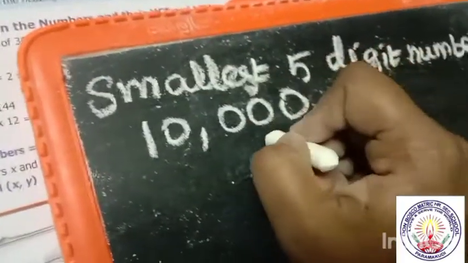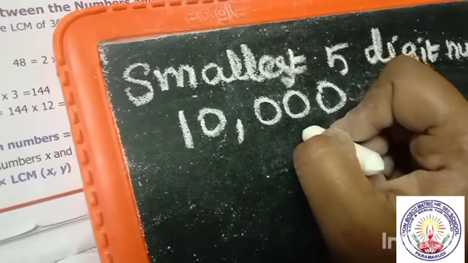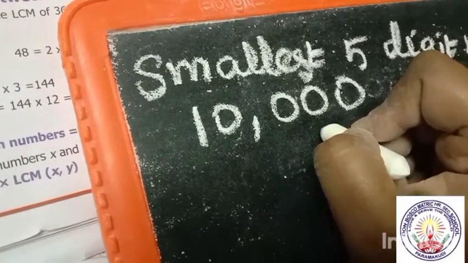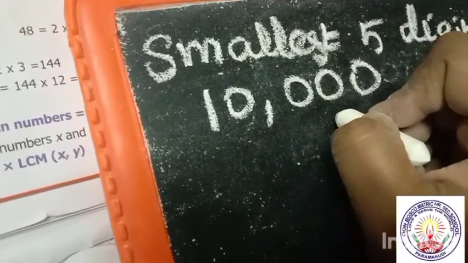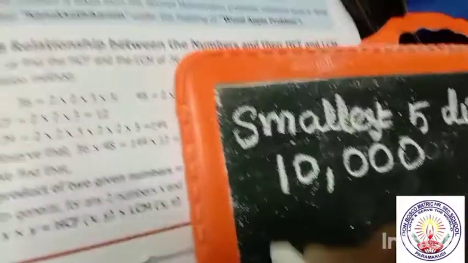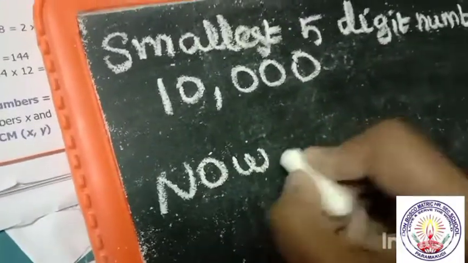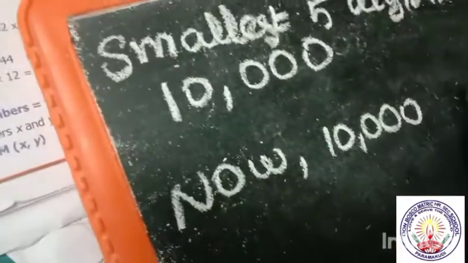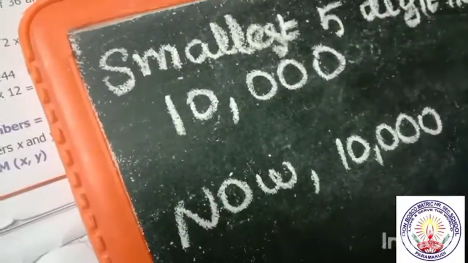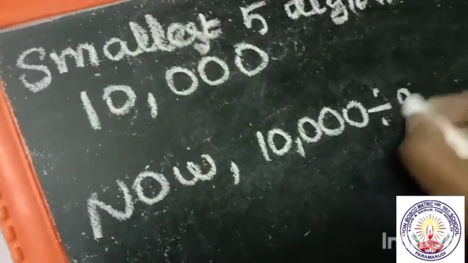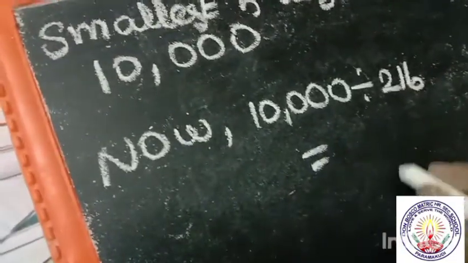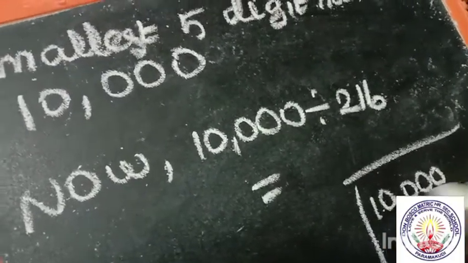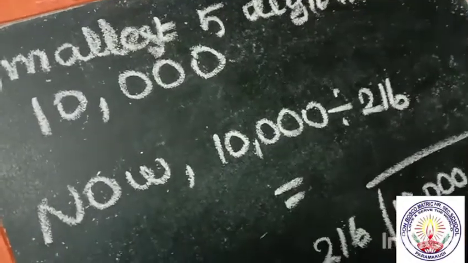The question was: the smallest 5-digit number that is exactly divisible by 72 and 108. So now, for 10,000, we get the LCM, that is 216. So 10,000 divided by 216.